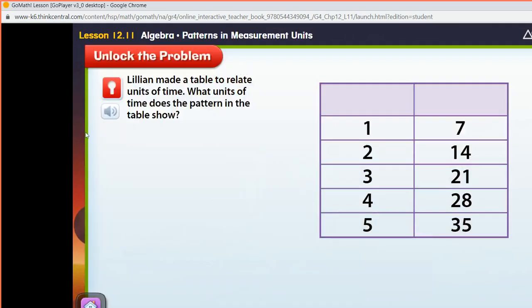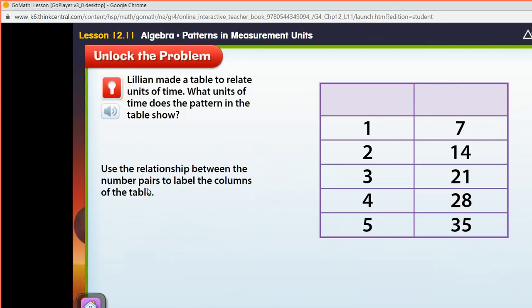Let's use number pairs to look for patterns with measurement units. Lillian made a table to relate units of time. What units of time does the pattern in the table show? Let's unlock the problem. Here we have 1 and 7, then 2 and 14, then 3 and 21. What is the relation between 1 and 7? Let's see. You can use the relationship between the number pairs to label the columns of the table.